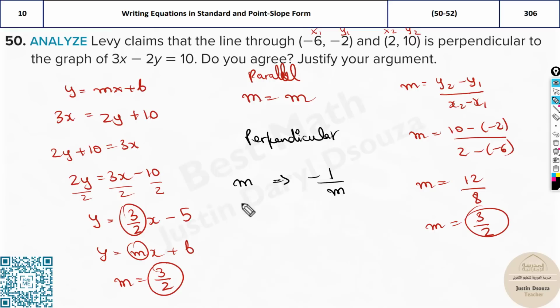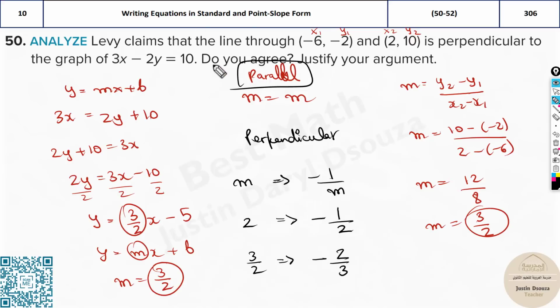In the sense, if I have, say, 2 as the slope, the perpendicular line slope will be minus 1 divided by 2. If I have, say, 3 by 2, you can swap this because it's a fraction, it'll be 2 by 3. This should have been the slope. We have the same slope, so it's parallel. If it was minus and inverse of that, then it would be perpendicular.